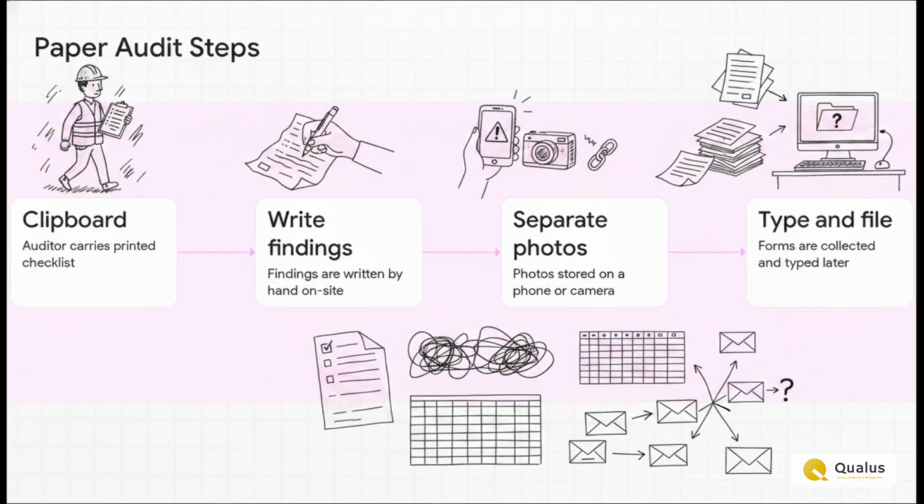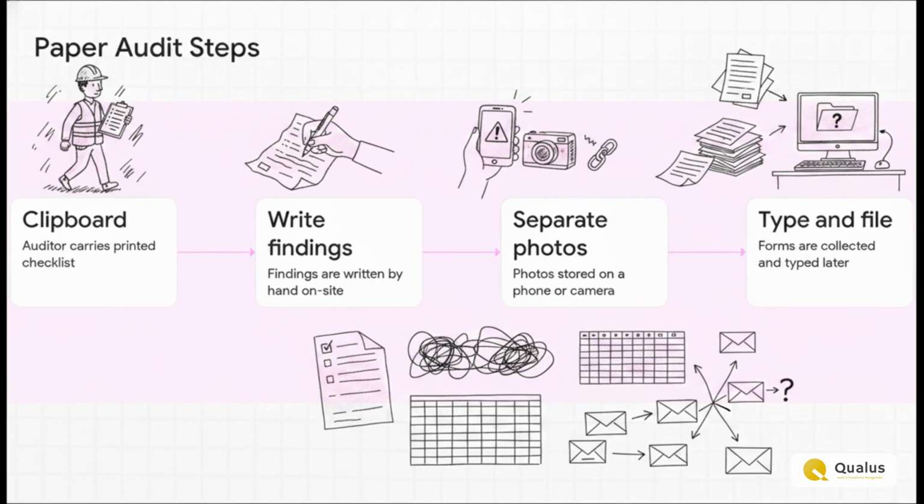So first, your auditor heads out carrying a printed checklist on a clipboard. They walk the site, jotting down their findings by hand. Now, if they spot a hazard or a compliance issue, they have to pull out a totally separate device, like a phone or a digital camera, just to take a photo. So now your checklist is on the clipboard and your visual evidence is trapped in a camera roll.